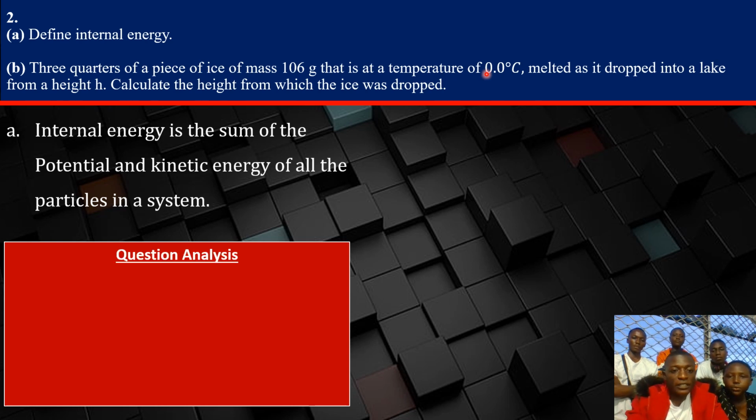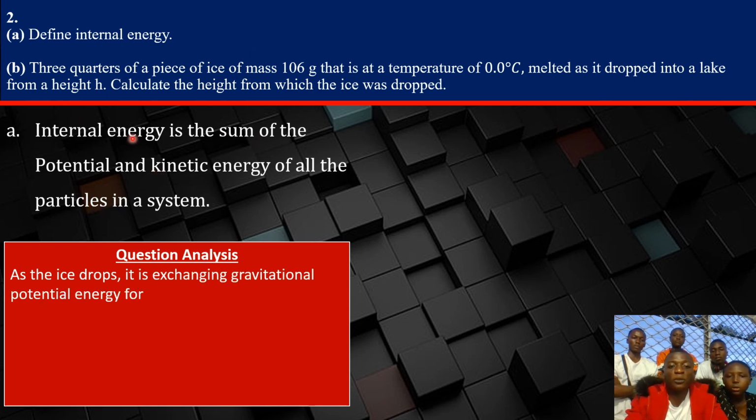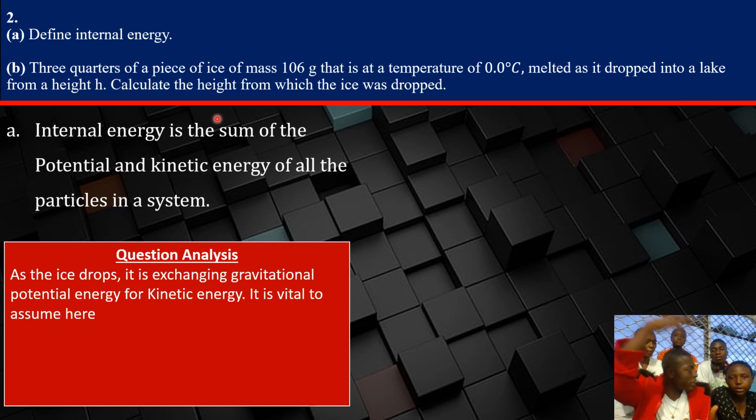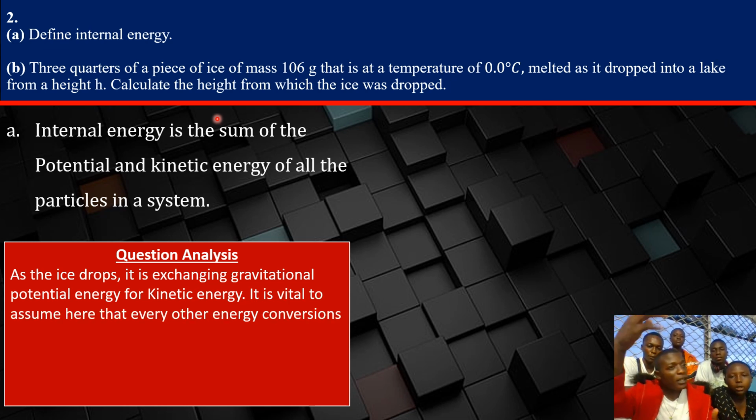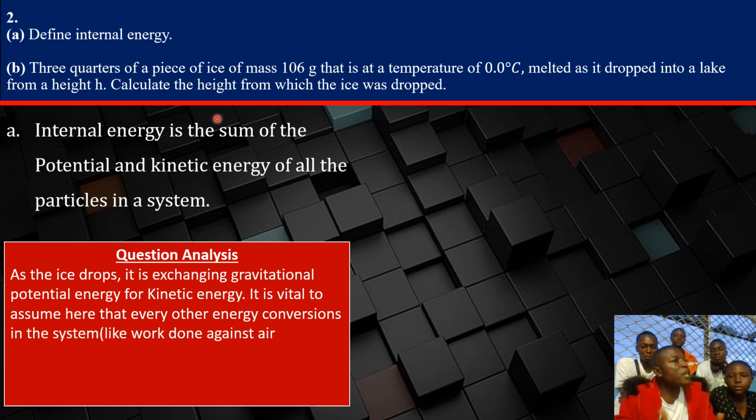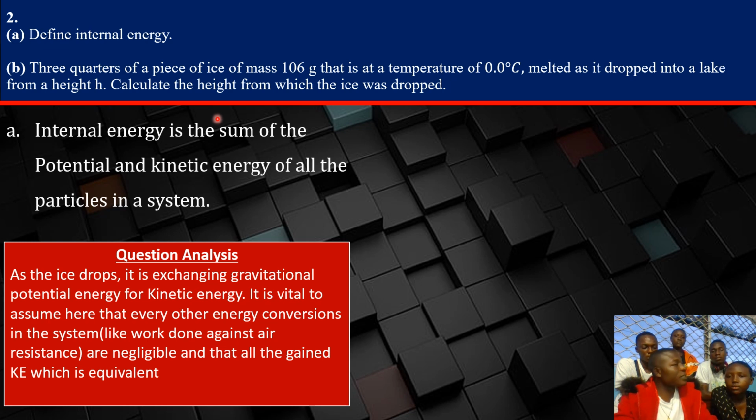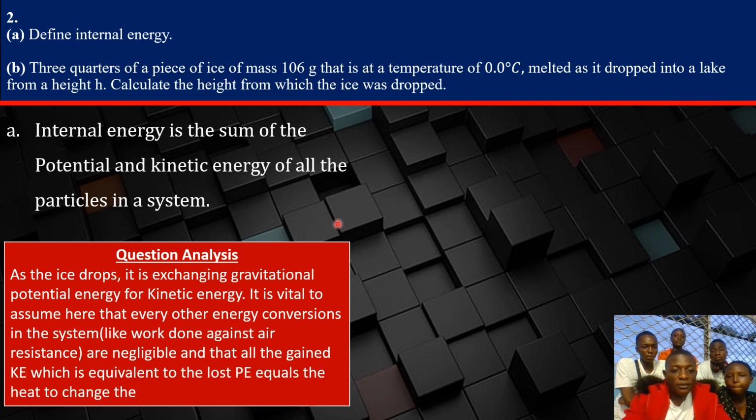So what we can do about this is a question analysis here, and you notice that as the ice drops, it is exchanging its potential energy for kinetic energy. Because from the height, all of its energy is potential. It's falling, it's gaining kinetic energy. And all of that kinetic energy can be an expression of what? Its internal energy. How much kinetic energy is gained, you can simply express as how much internal energy the ice has gained. And so we can translate that in an equation.